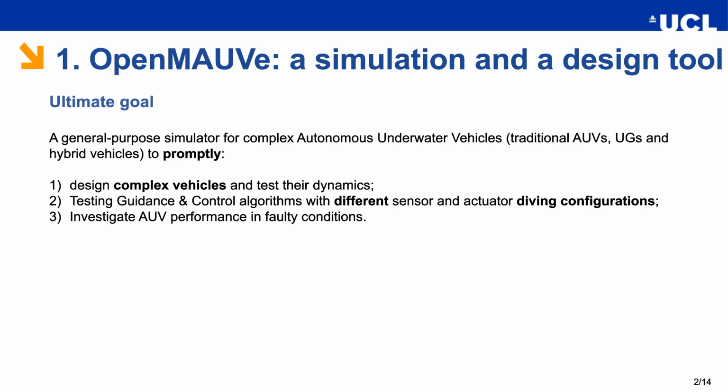On top of that, you can employ OpenMAUVe to test guidance and control algorithms with different combinations of sensors and actuators. As we will see later in this presentation, at times the same vehicle can be equipped with different sets of actuators and sensors, and they might lead to different dynamic performance, which once again you can promptly test within this software tool. For the same reason, the simulator can be used to investigate the behavior of a vehicle under faulty conditions, for instance by removing a thruster when a fouling event occurs.